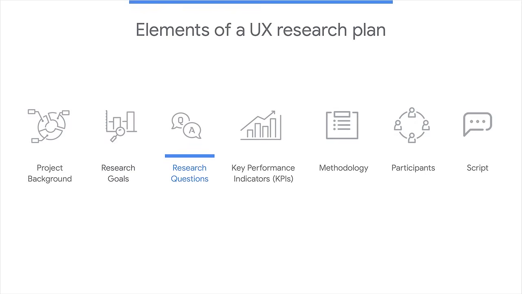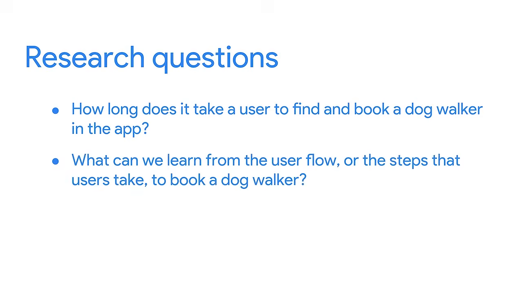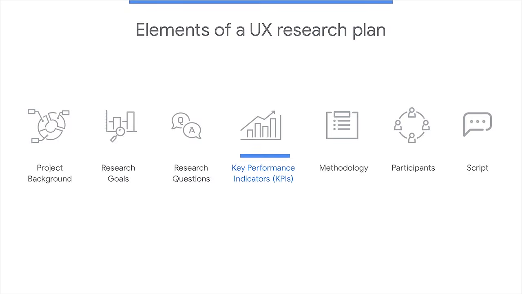After you determine research goals, you need to develop detailed research questions for your plan. What are the questions your research is trying to answer? For example, our research questions might be, how long does it take a user to find and book a dog walker in the app? And what can we learn from the user flow, or the steps that users take to book a dog walker?